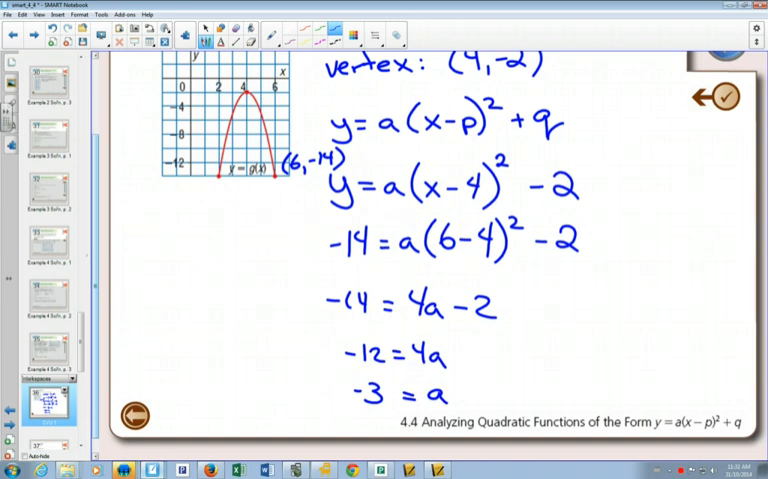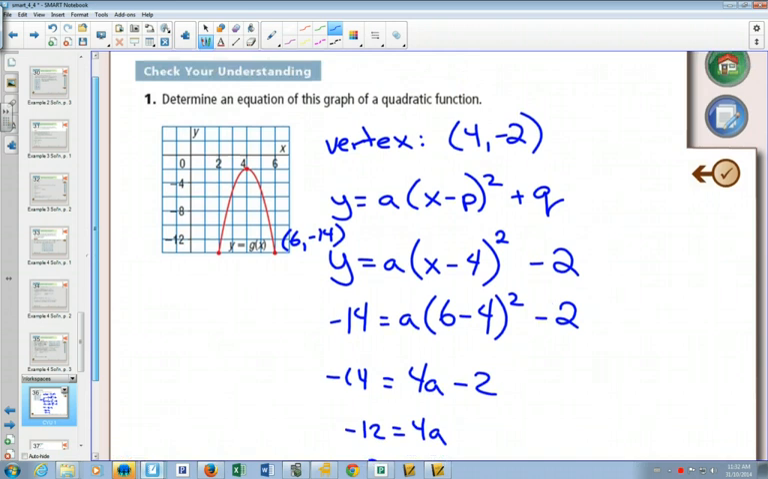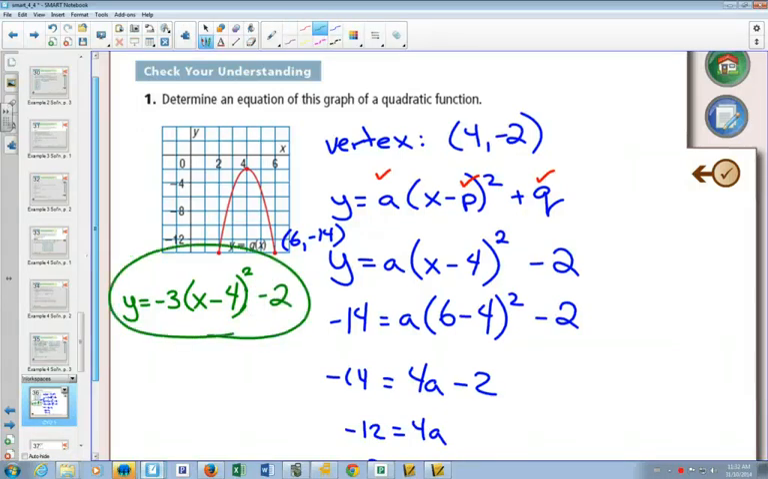Now we can write our final answer, because our goal is to find a value for A, a value for P, and a value for Q. Because when you put in specific numbers for A, P, and Q, then you've got the exact equation for a specific parabola. We've figured out all those values, so now we can write our answer: y equals -3 times (x minus 4) squared minus 2. There's our final equation.